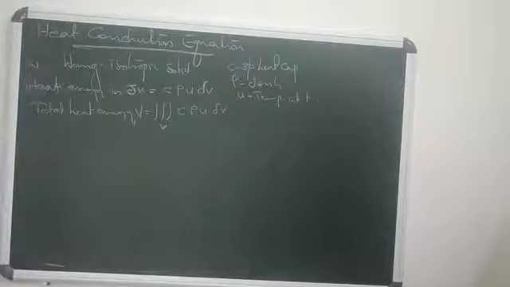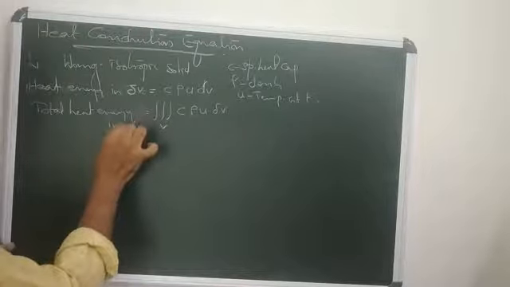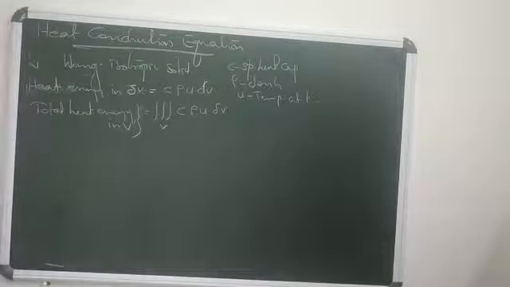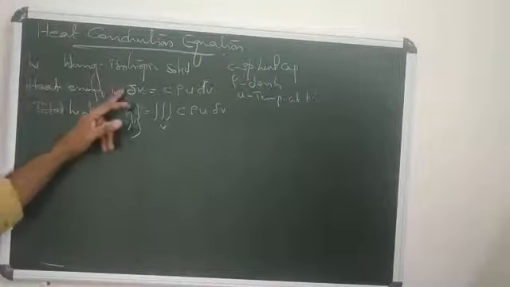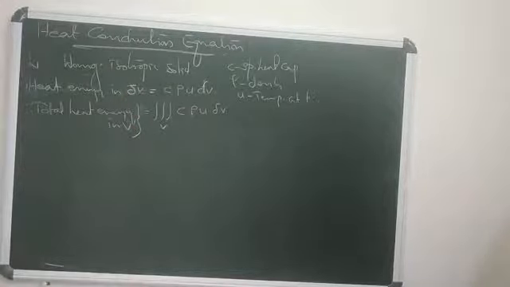So this is the total heat energy in V: the triple integral over V of C rho U dV. Why? Because the heat energy in delta V, the smallest portion, is C rho U delta V, where C is the specific heat capacity, rho is the density of the solid, and U is the temperature at any time t. Therefore, the total heat energy in V is the triple integral over V of C rho U dV.